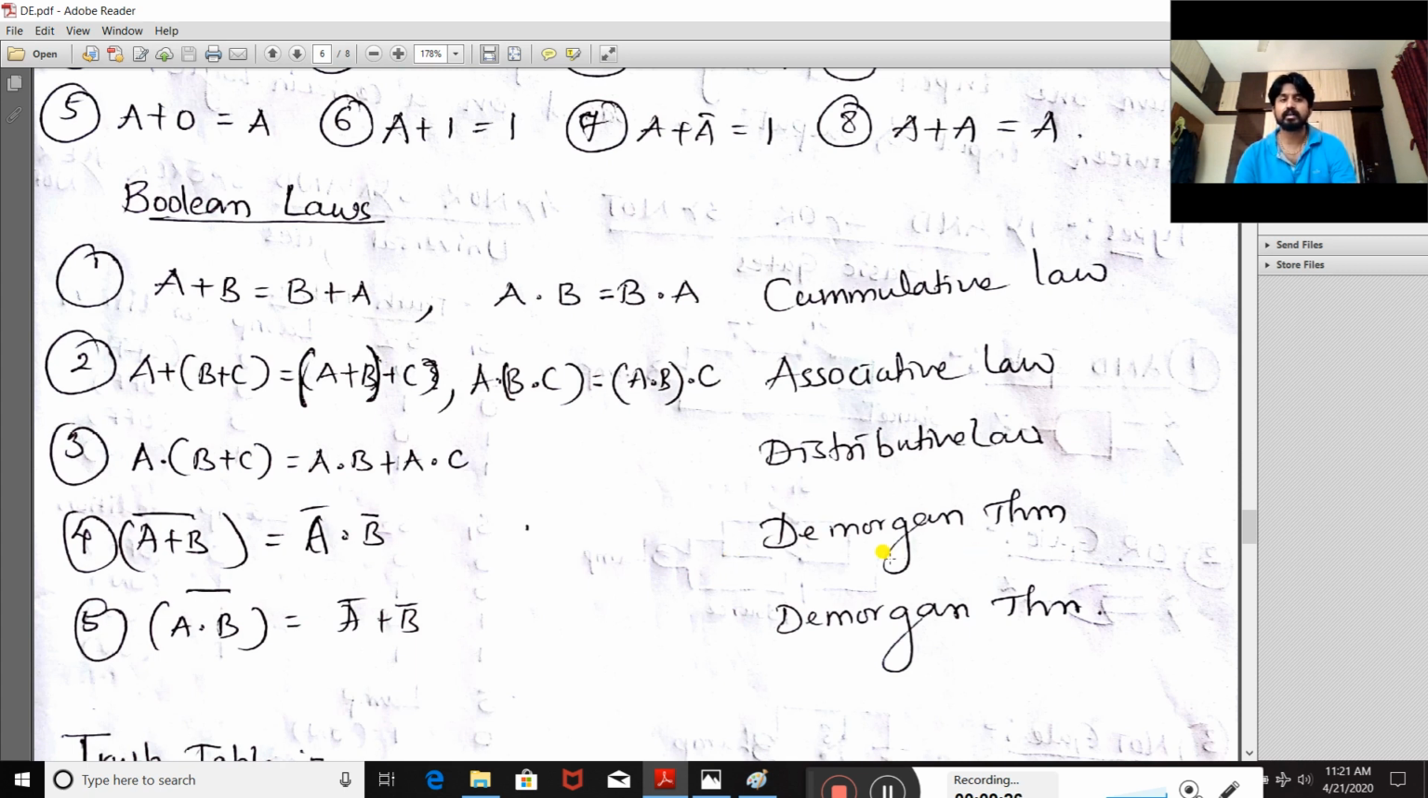In the next class, I will deal with logic gates, types of logic gates and truth tables.